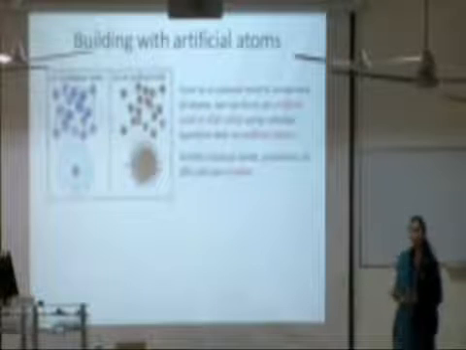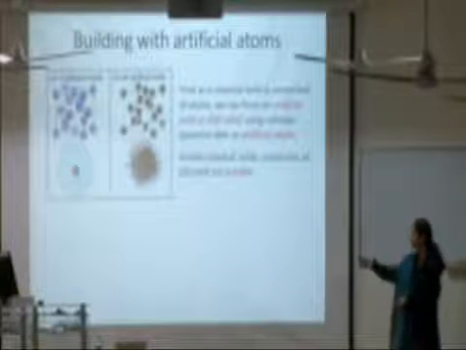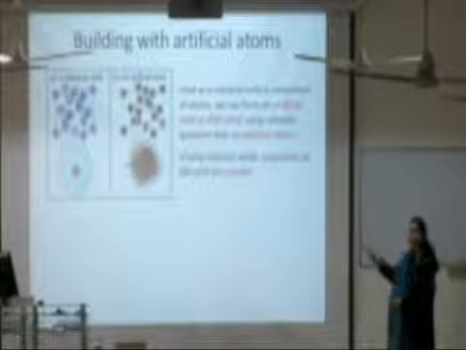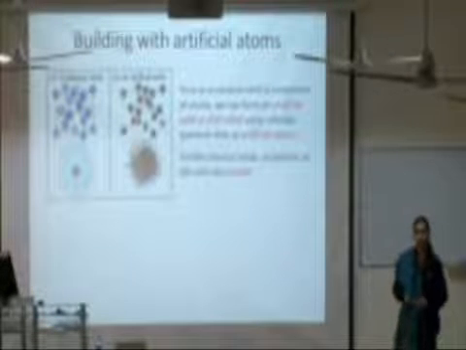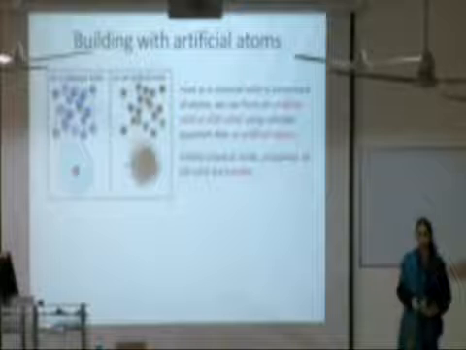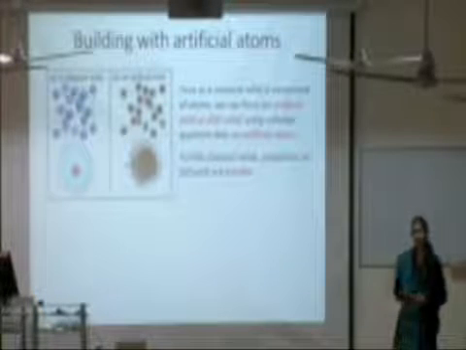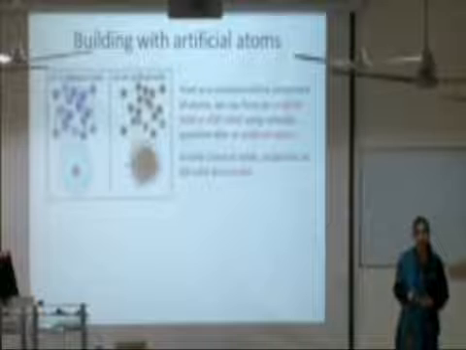Now we want to build with these artificial atoms. So just like a classical solid is made of atoms, we can imagine making an artificial solid made of these artificial atoms or quantum dots. So the analogy is very helpful, especially when you want to think about the electrical properties.